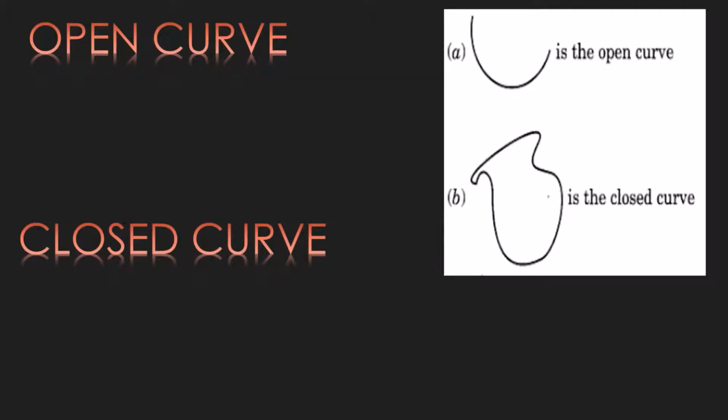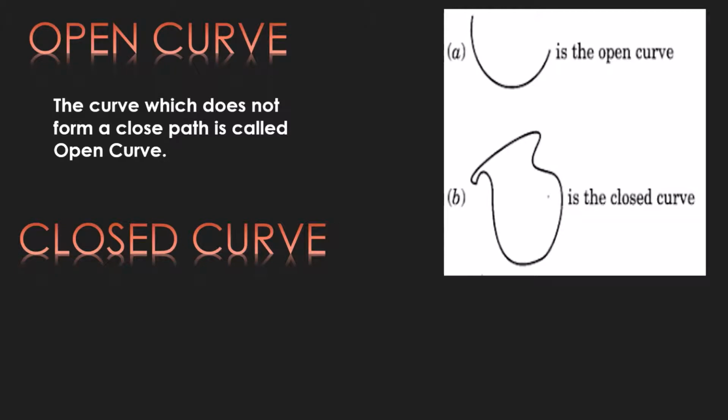Now with the picture you can easily identify this is an open curve and this is a closed one. The lines which are drawn here are closed with each other, and here it is open. By definition, a curve which does not form a closed path is called an open curve. Whatever you draw, if it does not form a closed path, it is called an open curve.